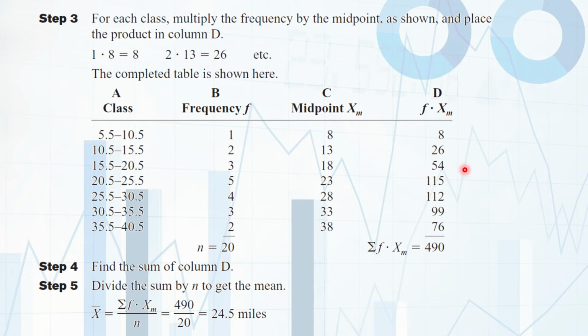Then we add them together: 8 plus 26 plus 54 and so on. The sum is 490, where the sum of the frequencies is 20. Keep in mind that n in this case is the sum of the frequencies, not the number of classes or groups. So 490 divided by 20 gives 24.5. So the mean of this data is 24.5.